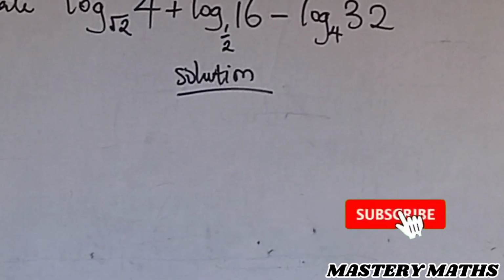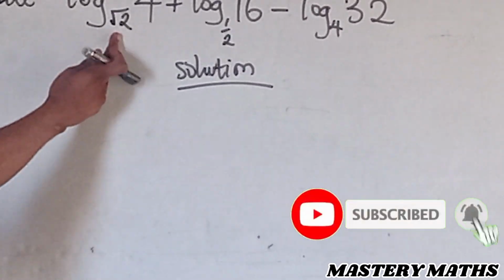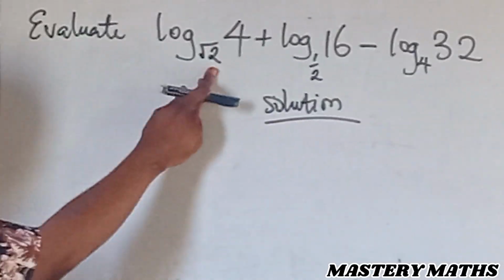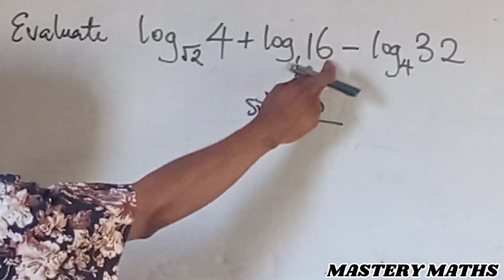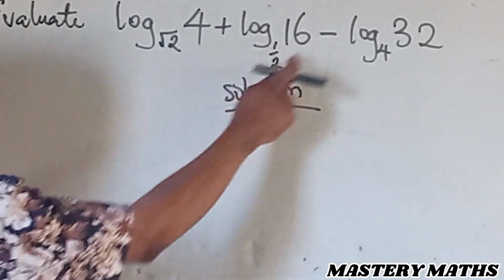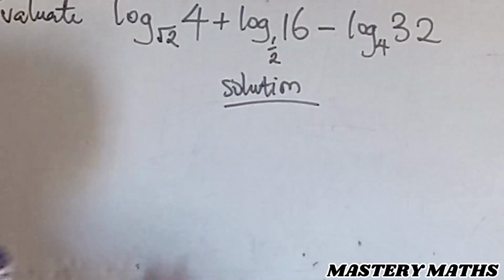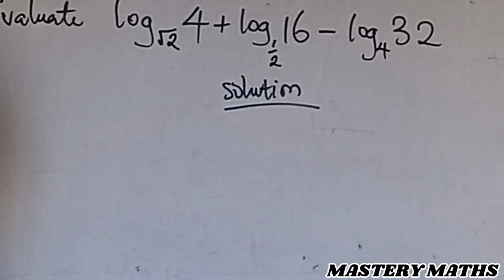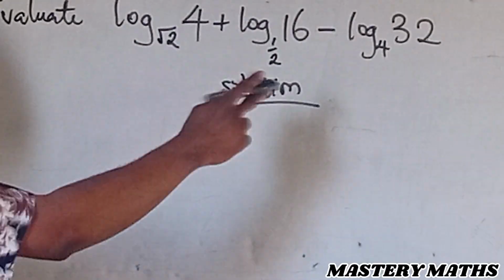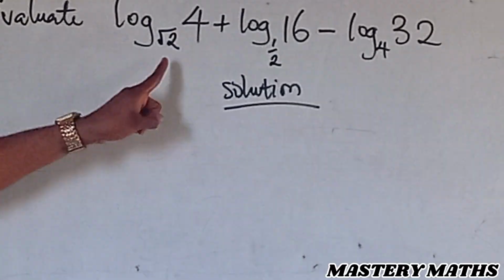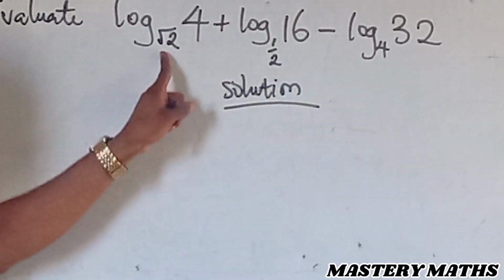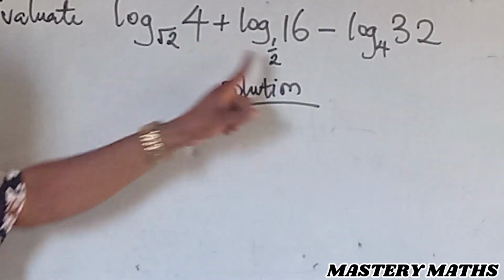On the board, you have: evaluate log 4 base root 2 plus log 16 base half minus log 32 base 4. Now, to be able to solve this, first of all, we need to equate all the bases. The bases here must all be equated. Now, how do we equate these?